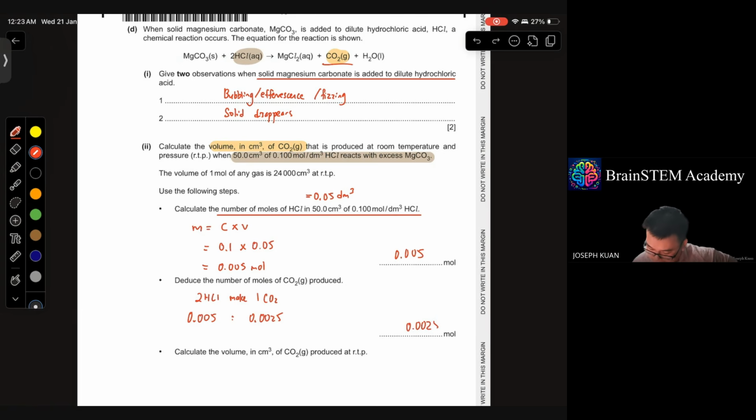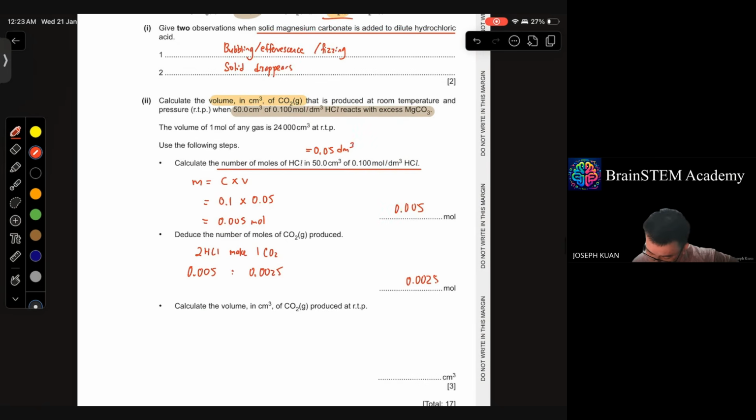And for the last step, we can find the volume of CO2 by using the concept of molar volume because this is a gas. So we take the number of moles multiplied by the molar volume, which is 24. But this is in cubic centimeters, and 24 is for cubic decimeters, so I'll use 24,000. This is changed to cubic centimeters already, times 1000. So using this, we should be able to find our answer. Allow me to calculate. That gives us 60 cubic centimeters.